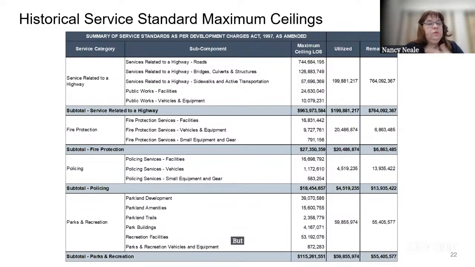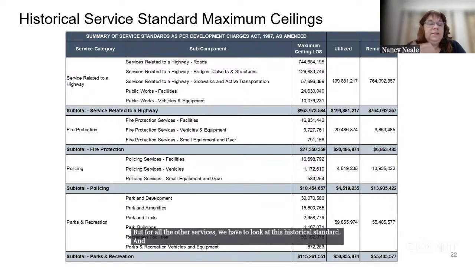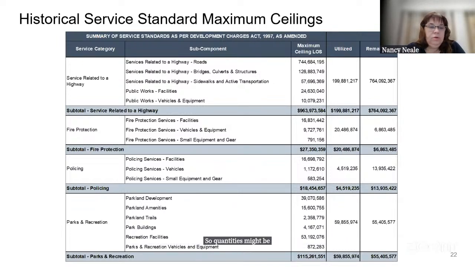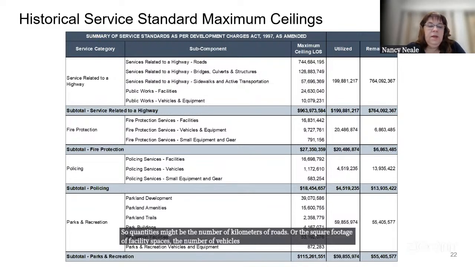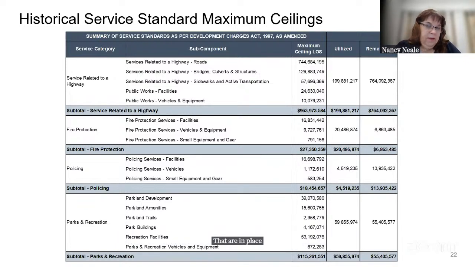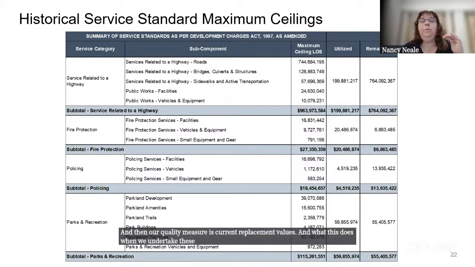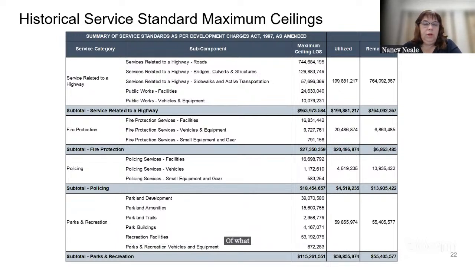But for all the other services, we have to look at this historical standard, and we have to assess both quantity and quality measures. So quantities might be the number of kilometers of roads, or the square footage of facility spaces, the number of vehicles and equipment that are in place, the acreage of development in parks, etc. And then our quality measure is current replacement values. What this does when we undertake these calculations is set an upper limit of what we could include if we have growth-related infrastructure needs to include in the calculations.